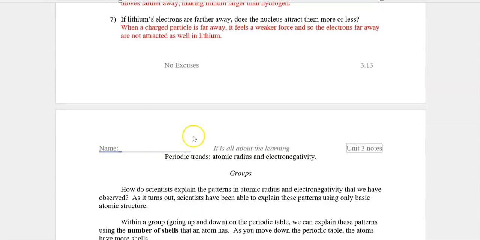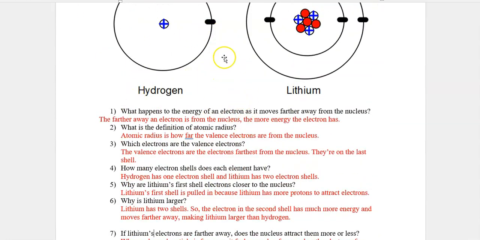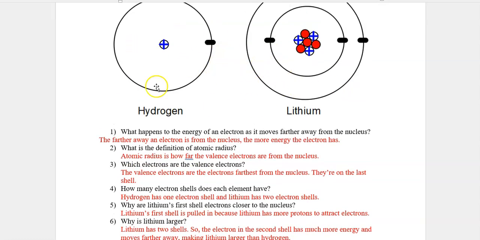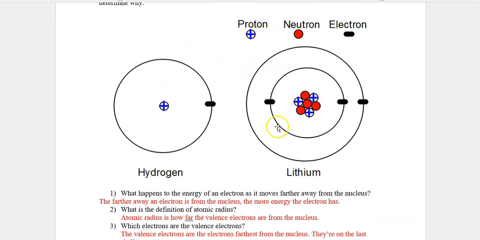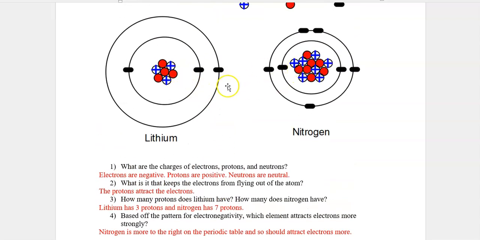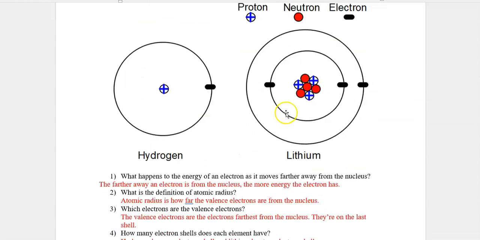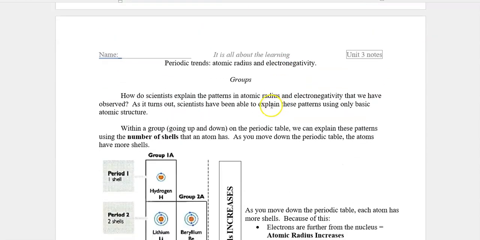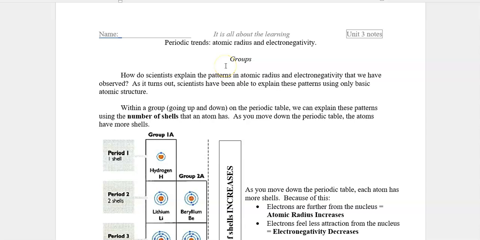Let's try to cement this. So what we came to was that in a group, the electron shells seem to explain why the electrons are farther away and less attracted. And here in a period, the number of protons seems to explain why electrons are getting closer and more attracted. But let's go ahead and read and see if we can cement this understanding.